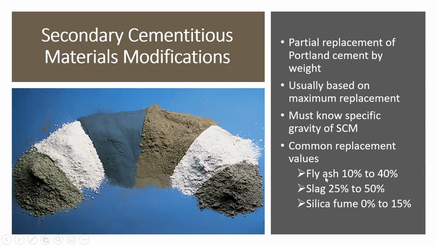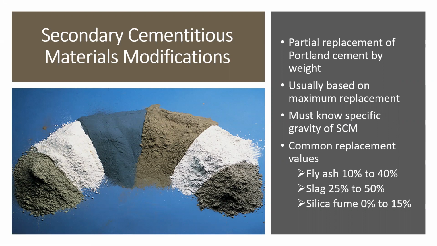So typically, if you remember from our fly ash discussion, you're going to have a partial replacement of Portland cement. Again, it's by weight. So instead of having 100% Portland cement, you may have 20% fly ash and 80% Portland in your mix. You must know your specific gravity of your particular source of SCM.